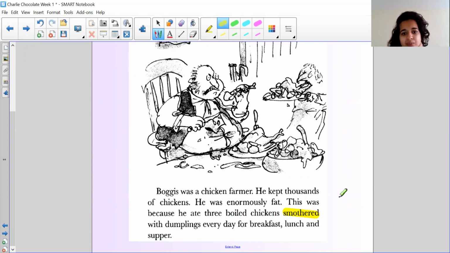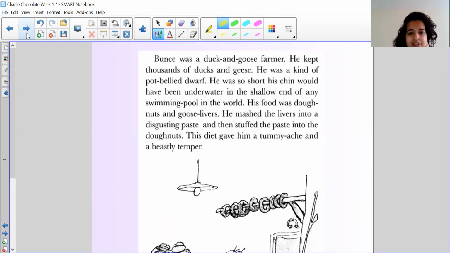So imagine having 3 chickens for breakfast, 3 chickens for lunch, 3 chickens for supper. That is a lot of chickens to be eating in one day. I know most of us can only manage eating a small piece of a chicken, but he eats a whole chicken, okay? So 3 boiled chickens. You can see over here that he's got a chicken that he's eating, and then someone else is bringing him another chicken over there, okay? So let's move on to the next farmer.